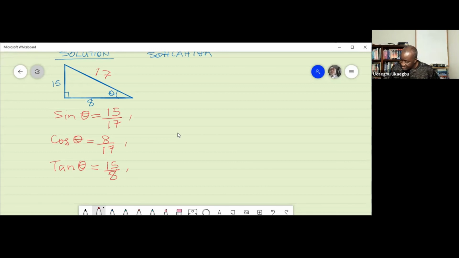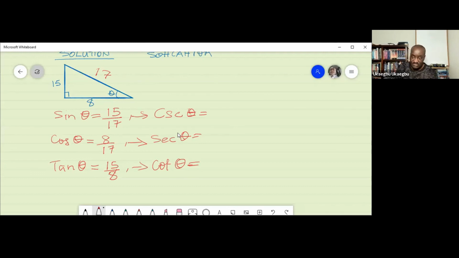Then the next you do cosec, then secant, then cotangent. Remember what I just said: flip the number. If you got sine, all you need to do now is flip the number. If you got cosine, just flip the number. If you got tangent, just flip the number. That's it, and you're done.